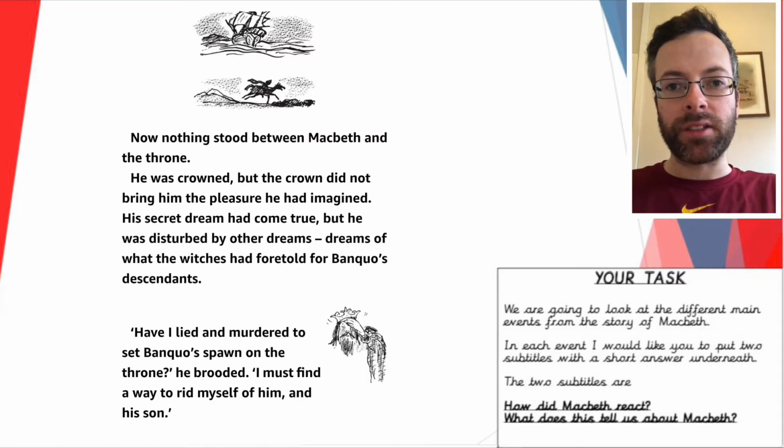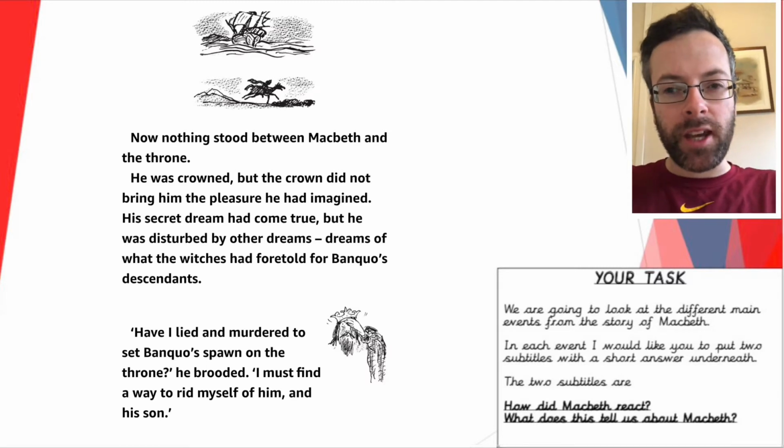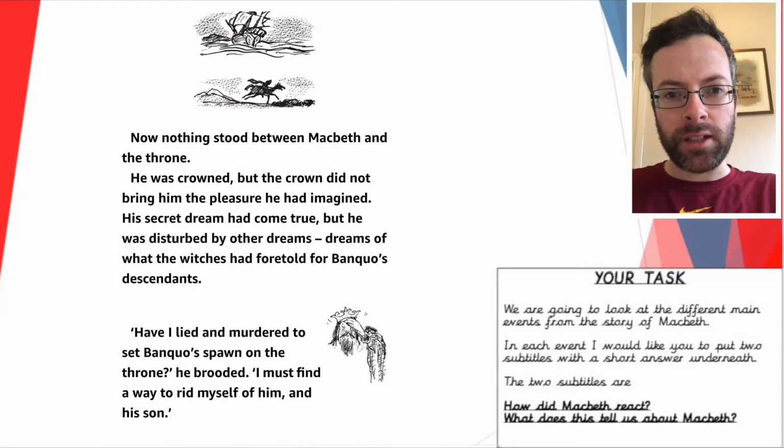He was crowned, but the crown did not bring him the pleasure he had imagined. His secret dream had come true, but he was disturbed by other dreams. Dreams of what the witches had foretold for Banquo's descendants.